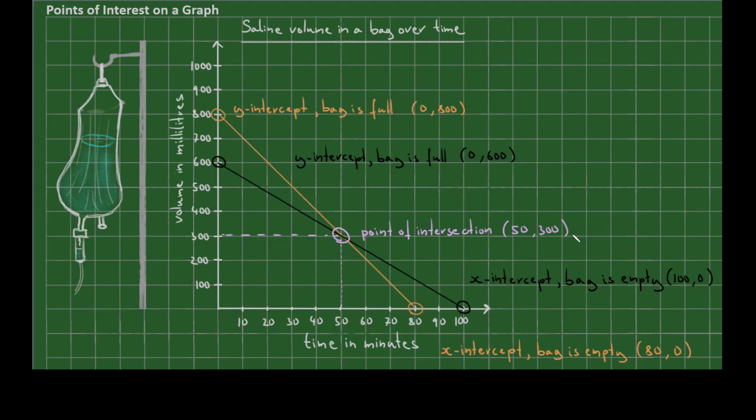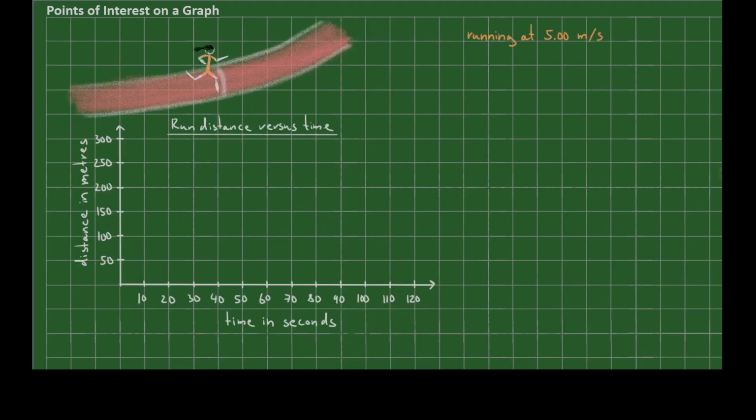Let me bring in another example. Suppose that we have a runner wearing orange who is running at 5.00 meters per second. If we were to plot their run distance versus time, we would end up with a line like this. The y-intercept of the orange line represents the starting position of the orange runner, and the complete coordinate is 0, 0.